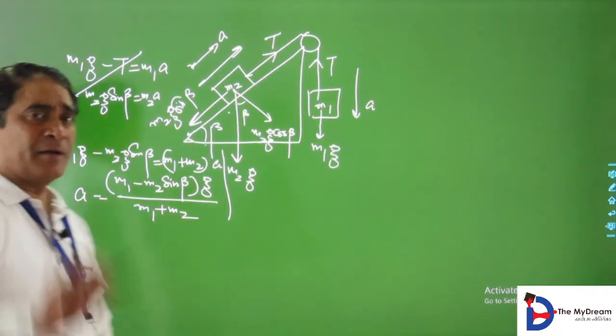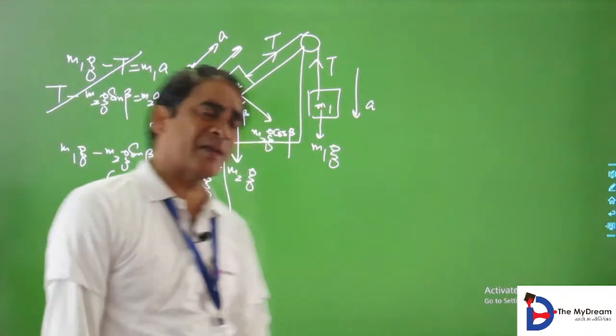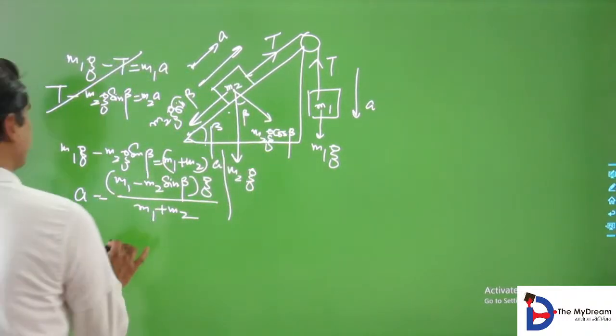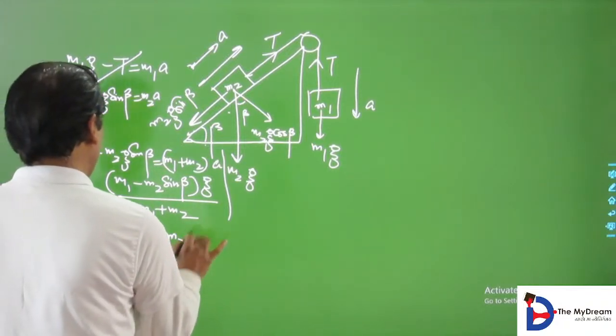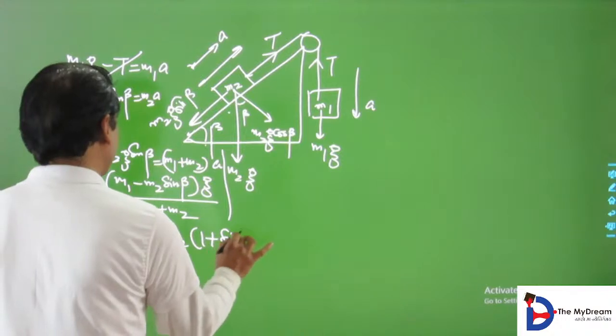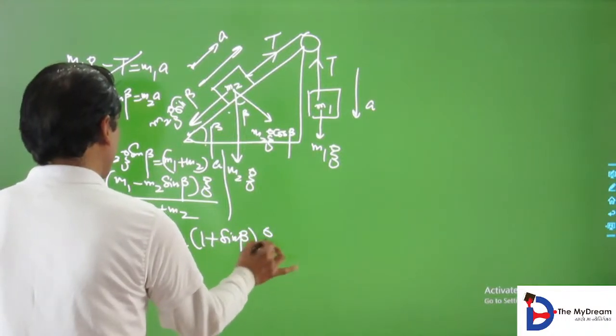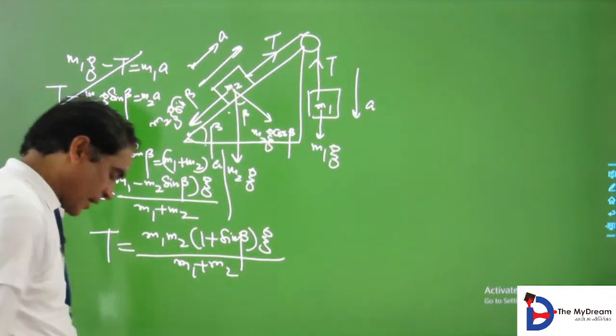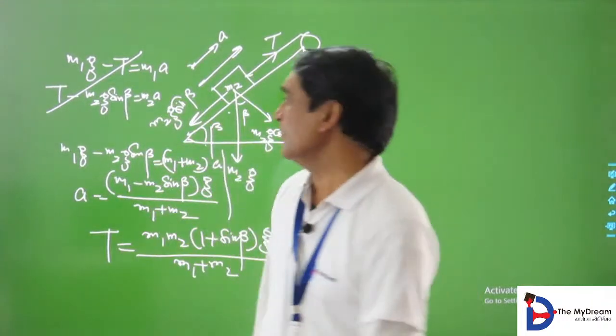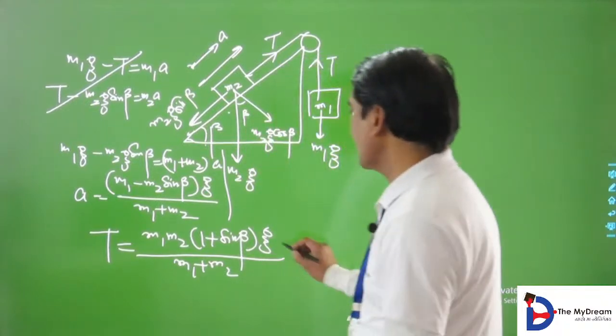Now put the value of A in equation second, then you will get T, and which is equal to M1 M2 1 plus sin beta into G divided by total mass. As you put the value in equation second, then you will get this one.